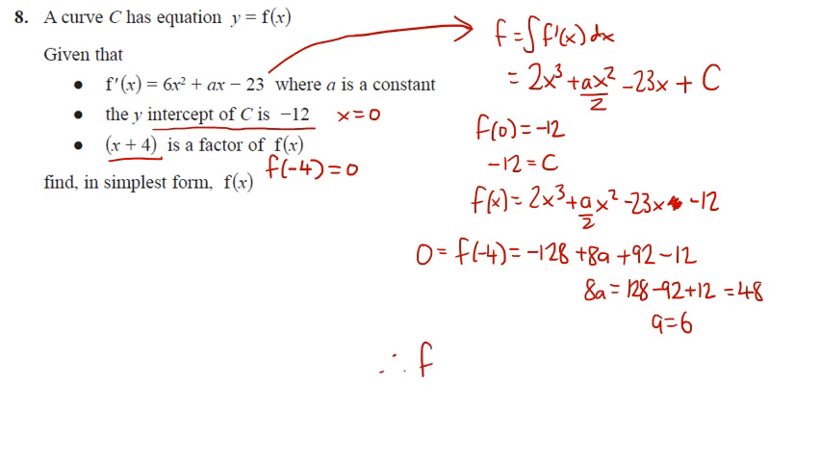So therefore, f of x is equal to 2x cubed plus 6 over 2, which is 3, x squared, minus 23x minus 12.